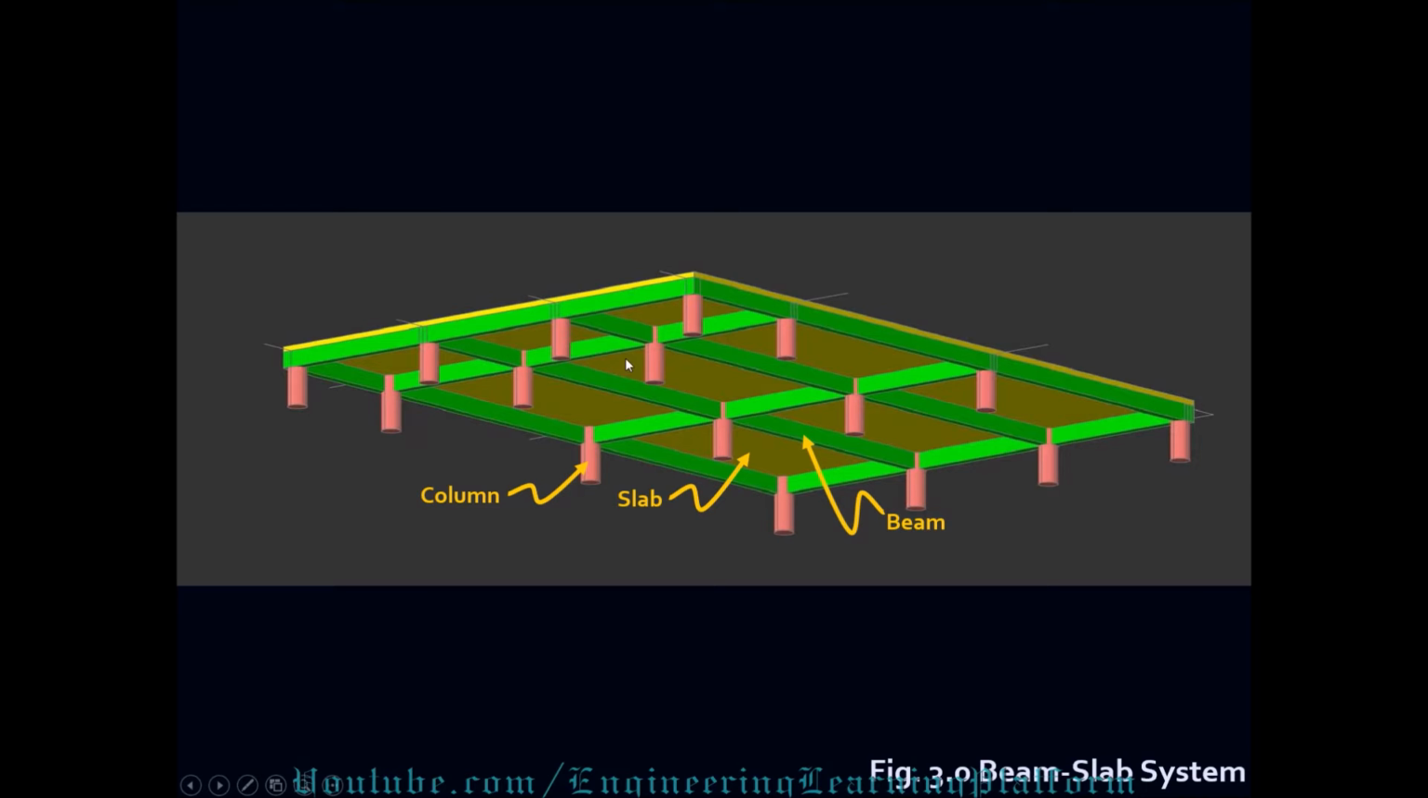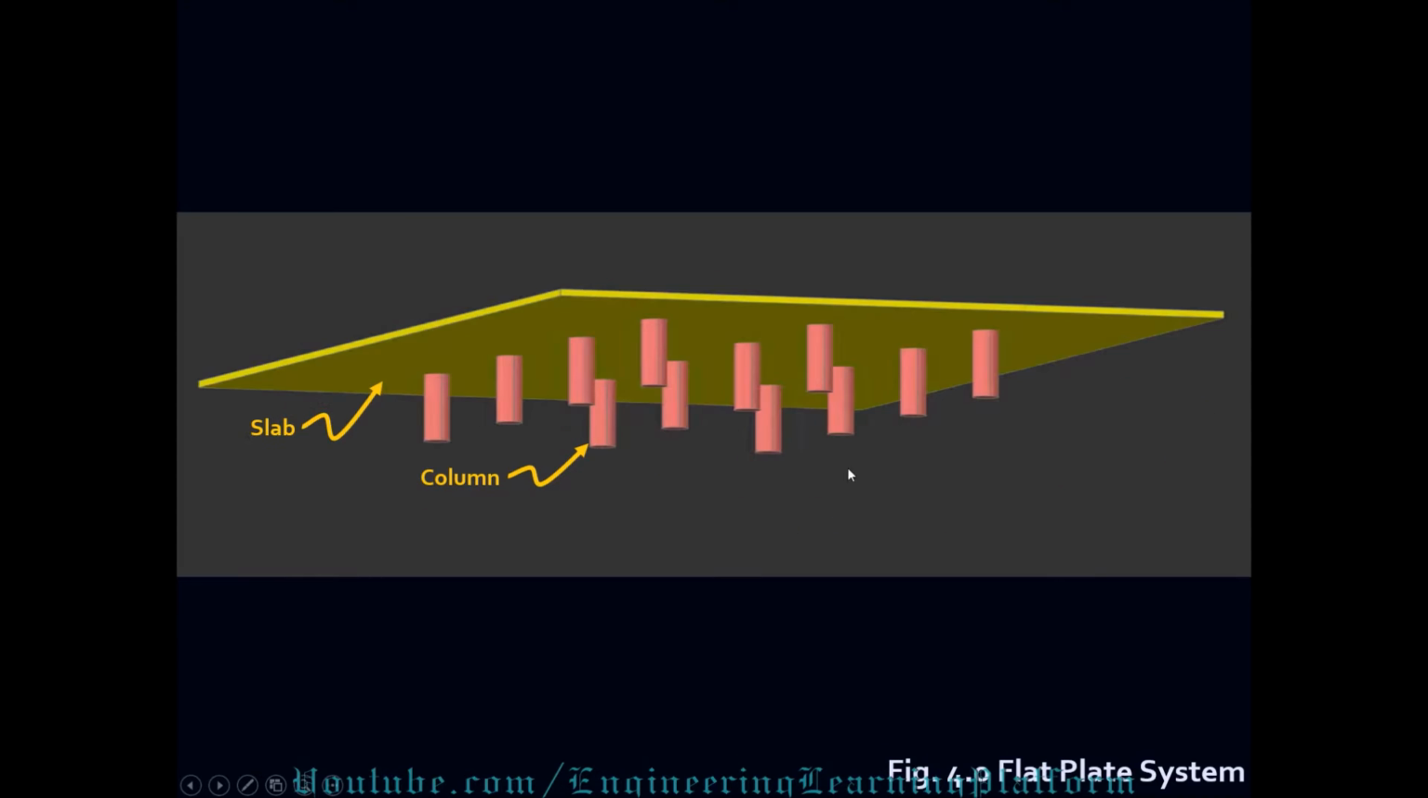This is a beam slab system in which the columns are first connected to the beam and then connected to the slab. There is no punching shear required in the beam slab system.